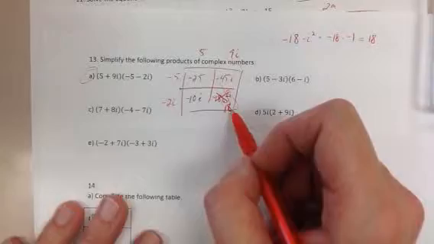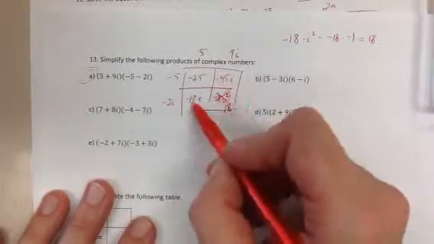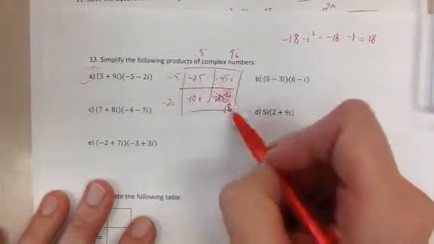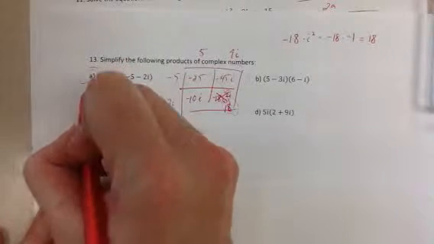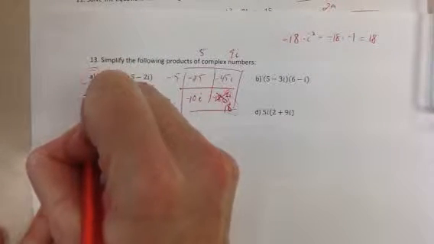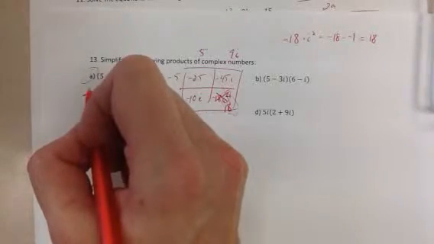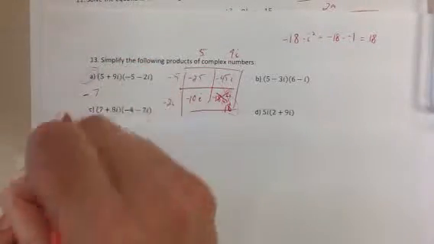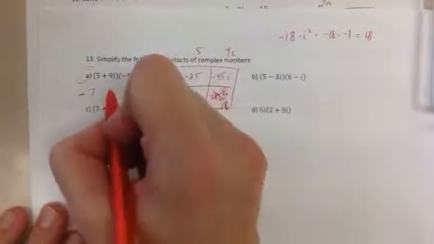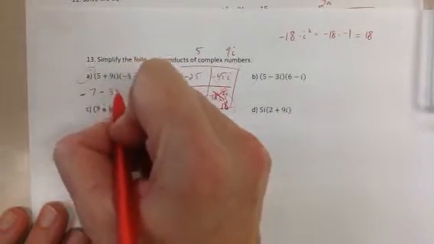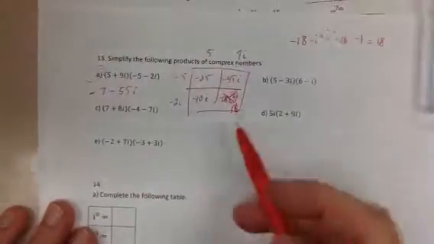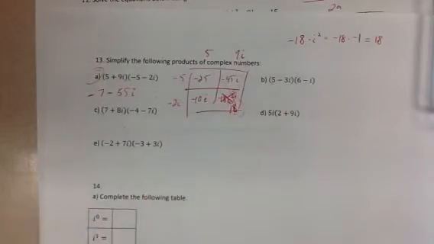Otherwise, it's similar to polynomials, right? So I combine these like terms and these like terms. So -25 plus 18 is -7, and then -45i minus 10i is -55i. Okay, so you do the rest of those problems.